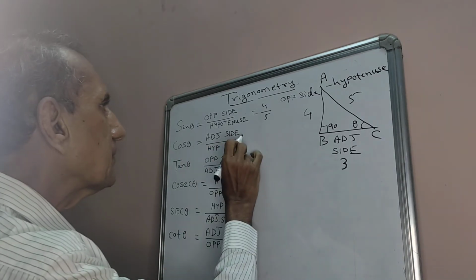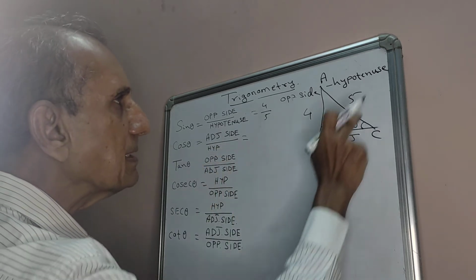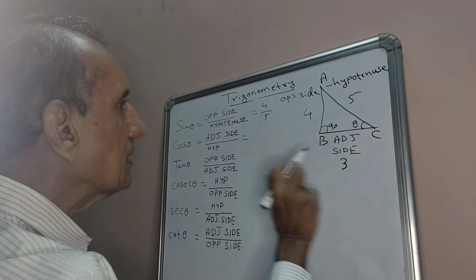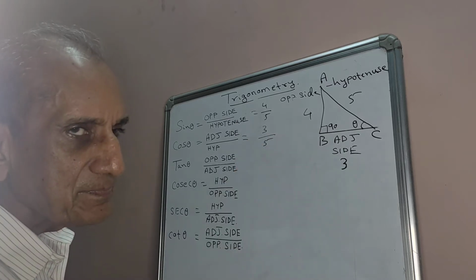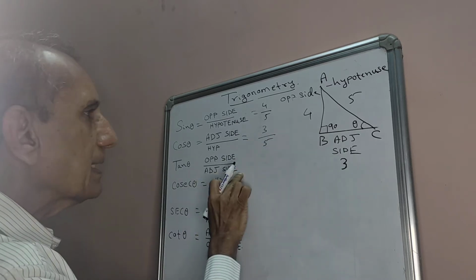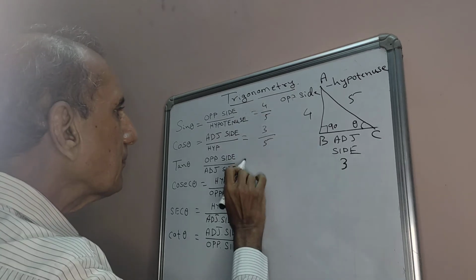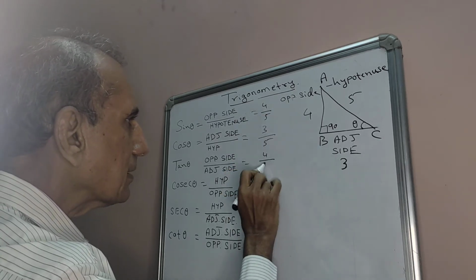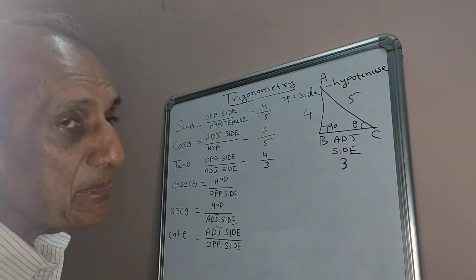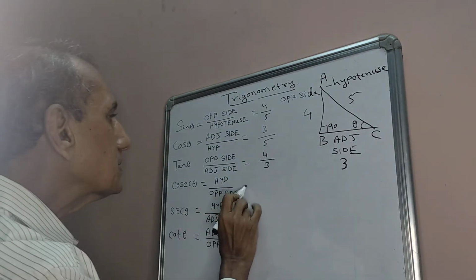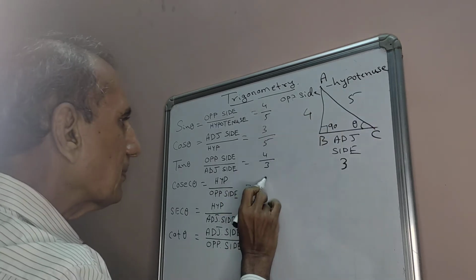Similarly, cos theta is adjacent side by hypotenuse. Adjacent side is 3, so 3 by 5. Correct? Tan theta is opposite side by adjacent side. What would that be? 4 by 3. Good. Is that becoming clearer to you? Now, cosecant theta is again this by this, 5 by 4.